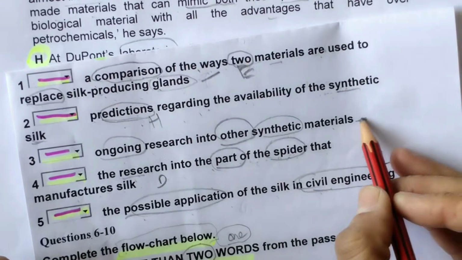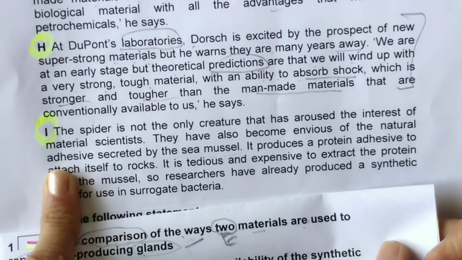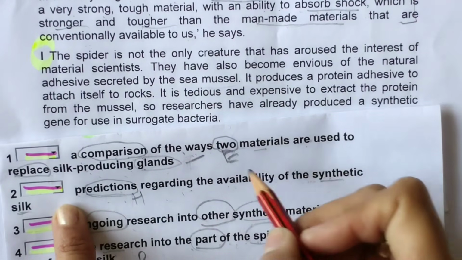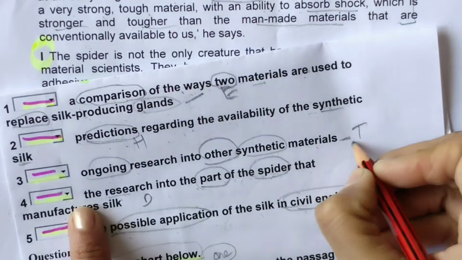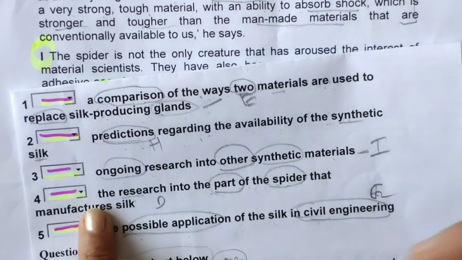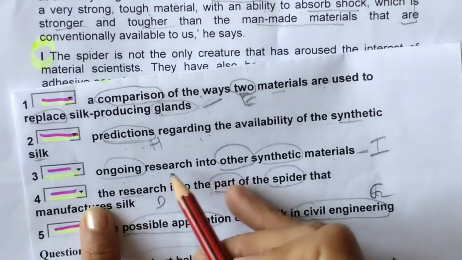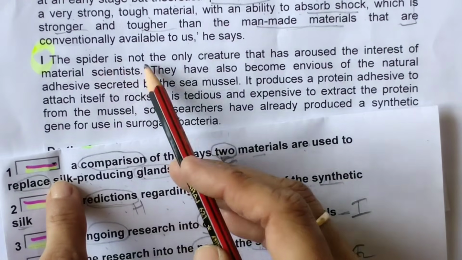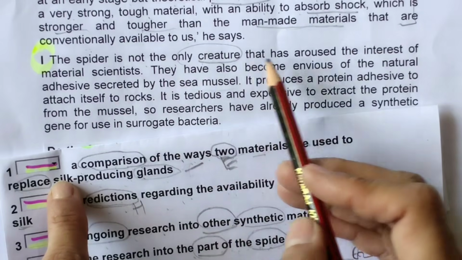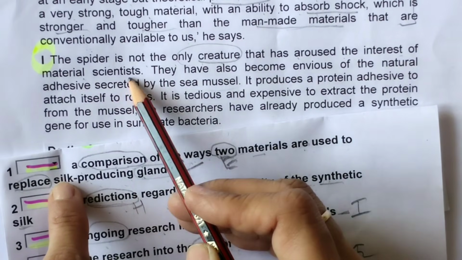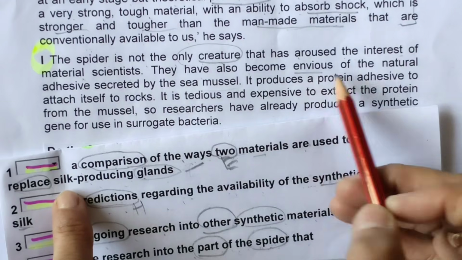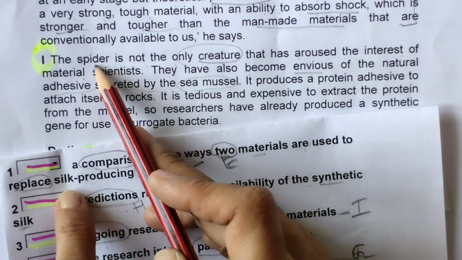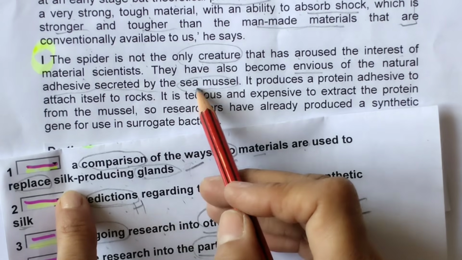Okay, now one paragraph is left. If you don't have time, you are getting late, and this is the last paragraph, then you can put I here. But we are making a video, we are explaining it, so of course I am explaining it. Ongoing research into other synthetic materials. Yes, the spider is not the only creature that has aroused the interest of material scientists. They have also become envious of the natural adhesives secreted by the sea mussel. Now, after the spider, they are talking about the sea mussel also.